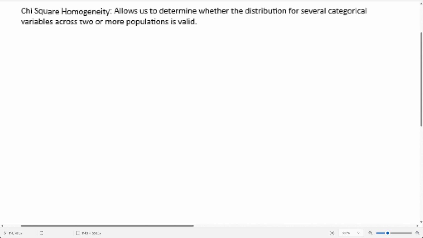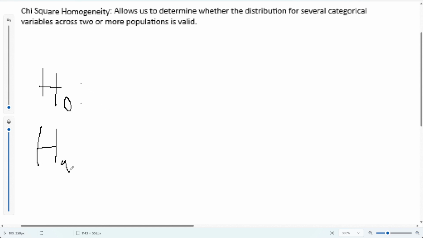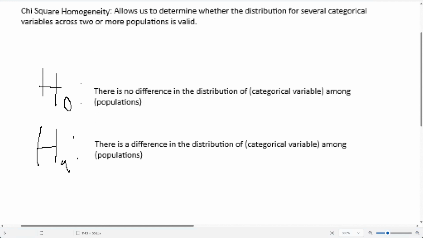To perform a test, you need H0, which is your null hypothesis, and you need HA, which is your alternative. For our null hypothesis, there is no difference in the distribution of the categorical variable among the populations. And regarding our alternative hypothesis, there would be a difference in the distribution of the categorical variable among the populations.